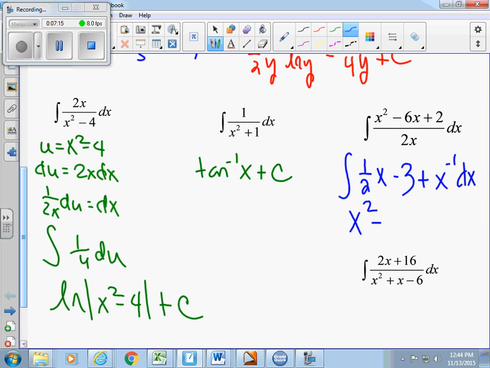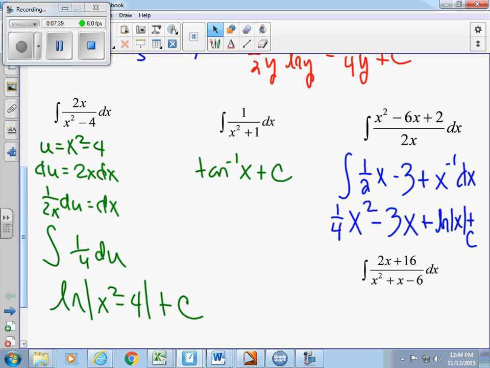X squared minus 3x plus what? Natural log. Why natural log? X to the negative 1 power. Remember, that's the only power that's not a power rule. Would it not be 1/4 x squared? It would. Thank you. Any questions about that one? And then a partial fraction.